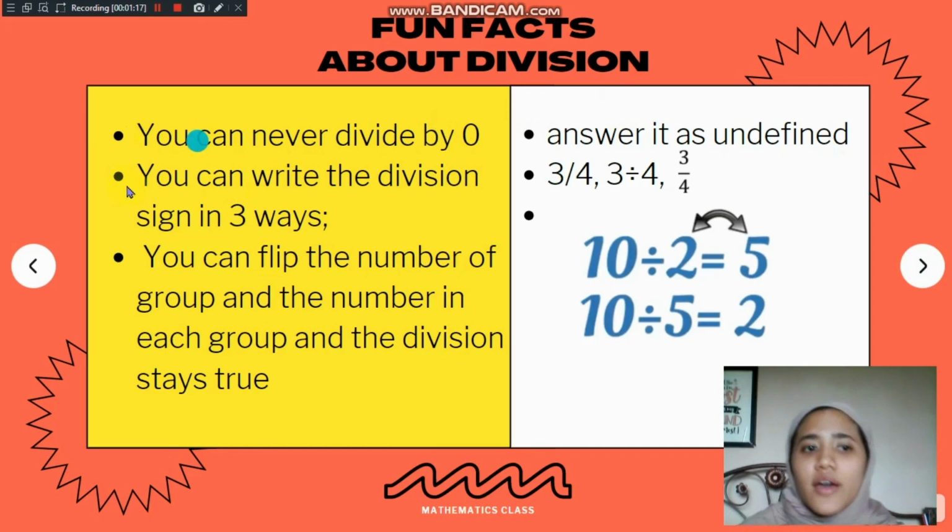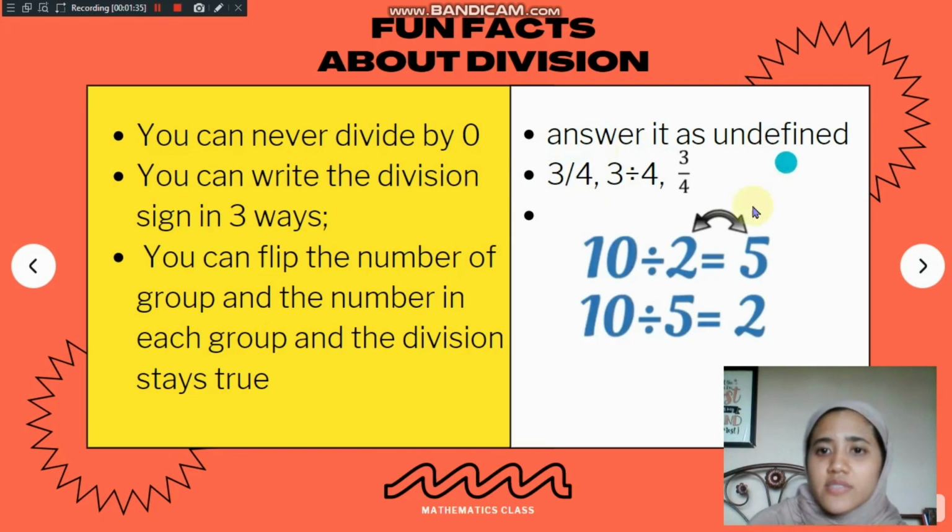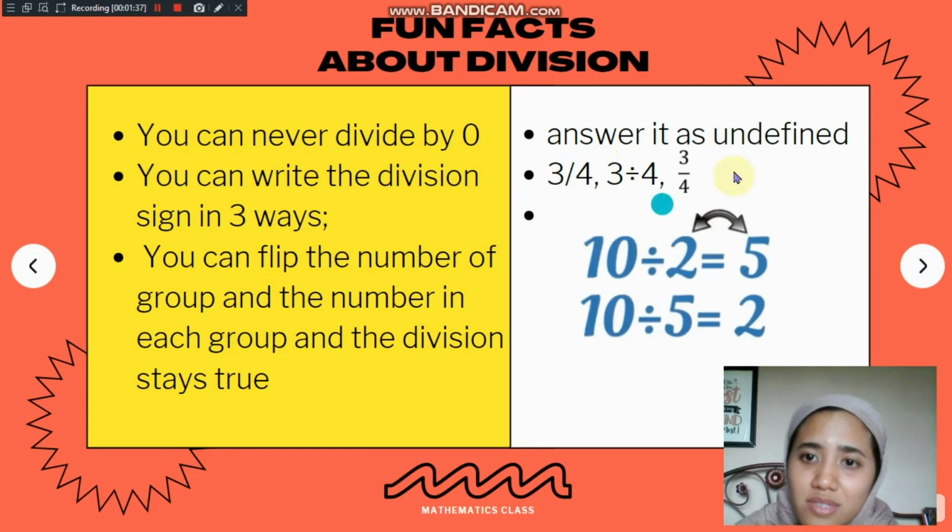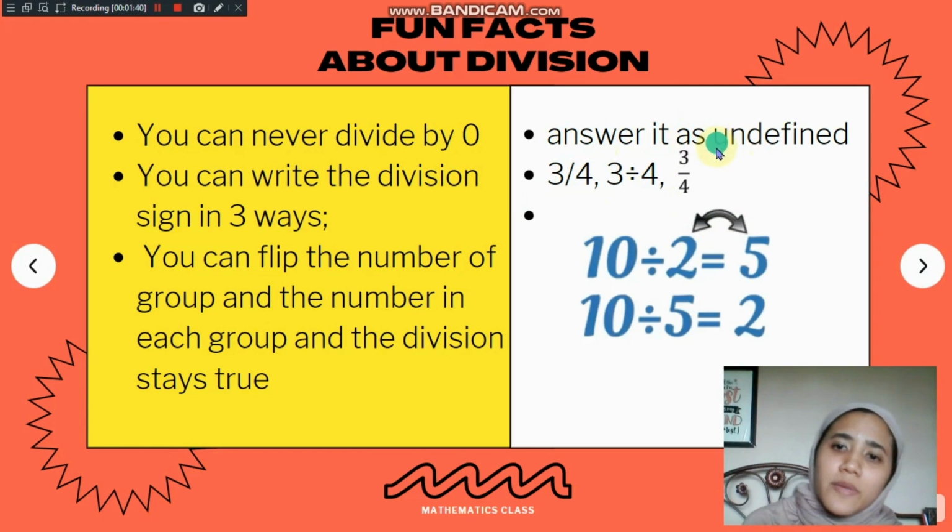Okay? Next one is you can write the division sign 3 ways. When you write it down using pencil, you usually will write it like this. But usually when you use a laptop or your gadget, it looks like this. And sometimes if you use pen and pencil, you can also write this, which is what we call a fraction. Fraction is also known as division.